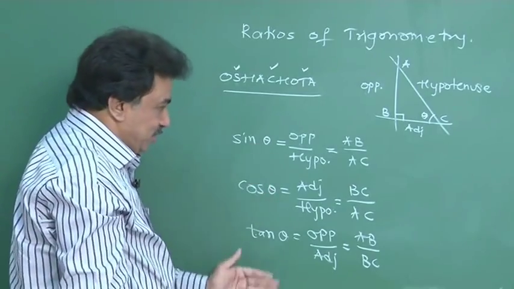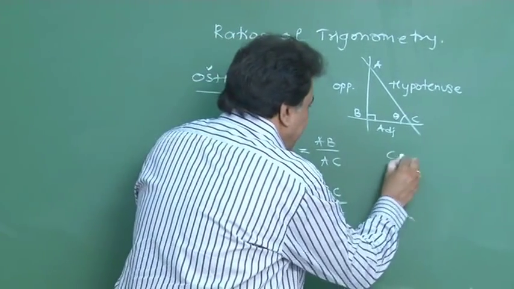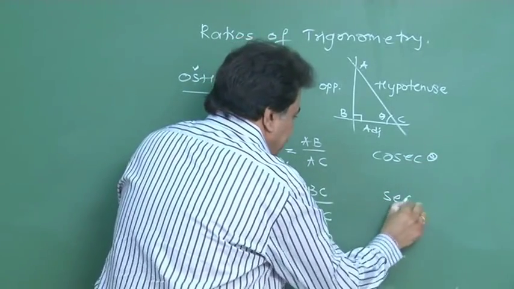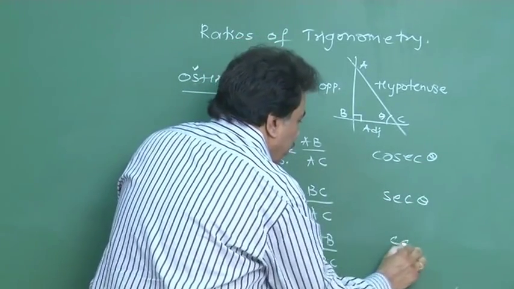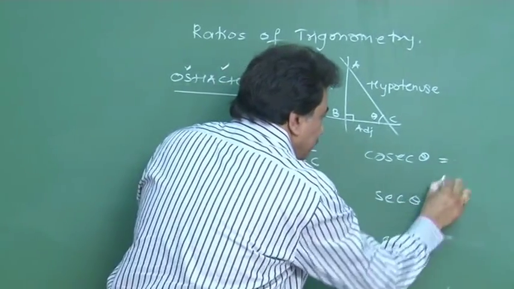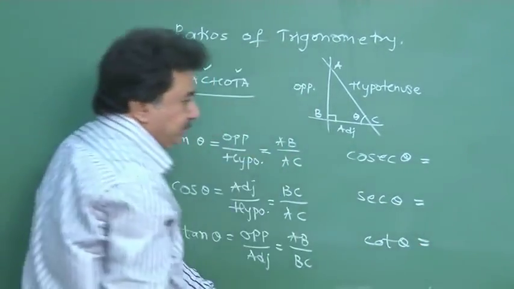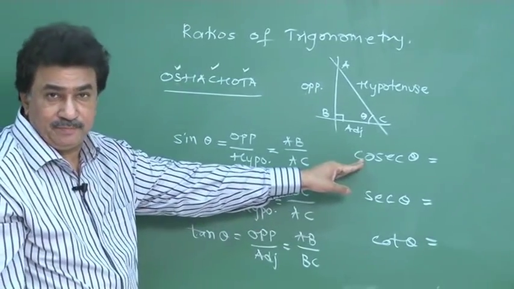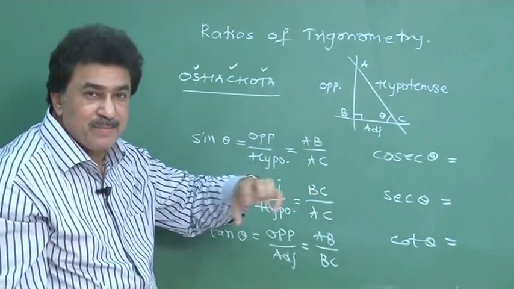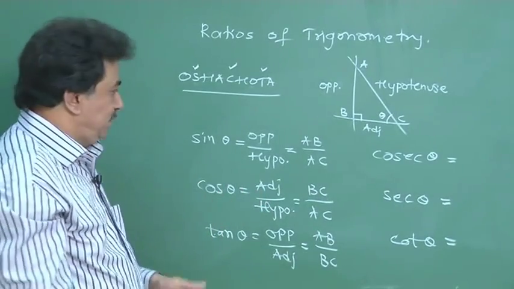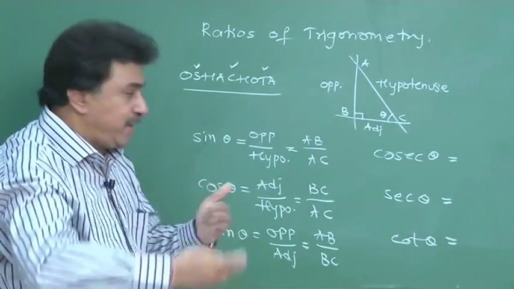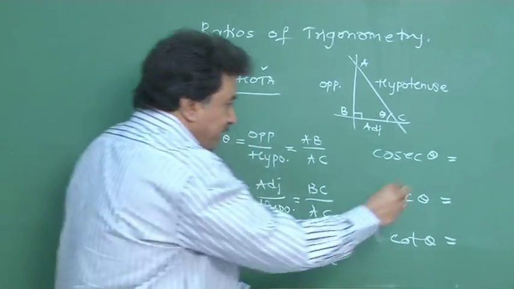There are three more ratios. One is cosec theta, other is sec theta, and the third is cot theta. How to remember this now? Cosec is the reciprocal of sine. Cosec theta is the reciprocal of sin theta. What is sin theta? Opposite upon hypo. What's the reciprocal of that? Hypo upon opposite.